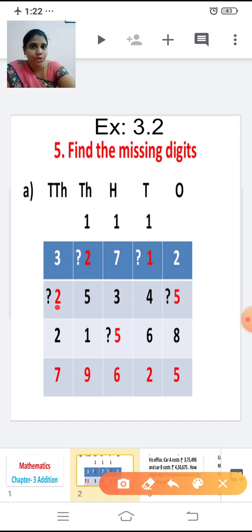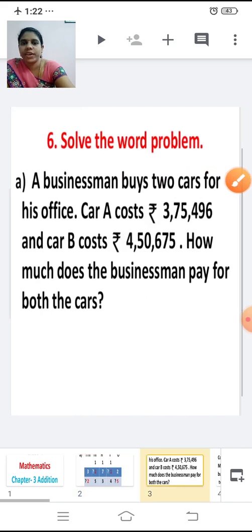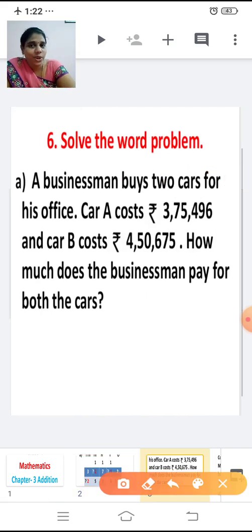Understood now how to find the missing digits? Now one word problem. Solve the word problem. A businessman buys 2 cars. Just listen to the sum carefully.